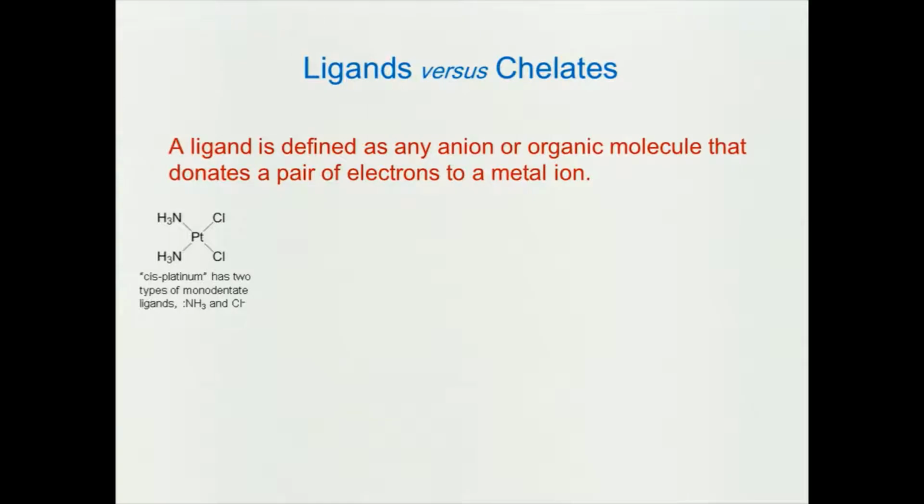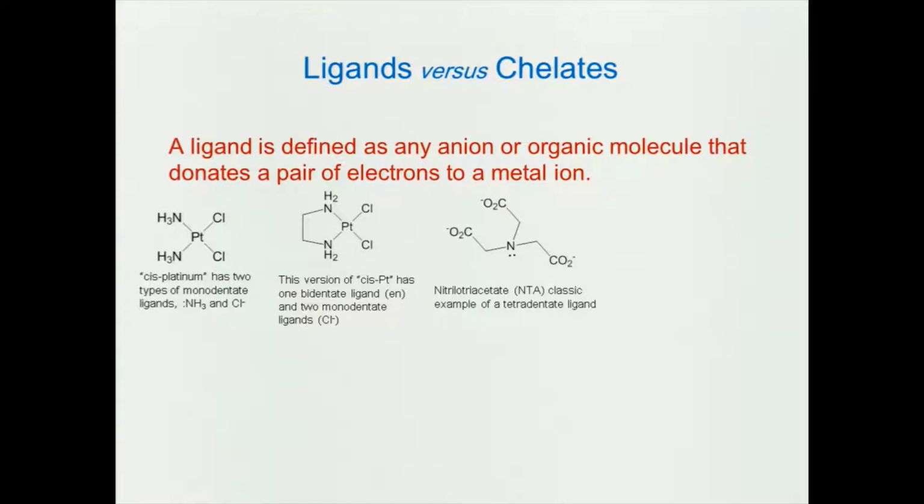So just to define ligands and chelates in general before we go too far, a ligand is defined as any anion or organic molecule that donates a pair of electrons to a metal ion. And one of the simplest models you can think of is cisplatinum, where we have 4 monodentate ligands bound to platinum. And of course, when we start to talk about chelates, we start to talk about linking these ligating groups together. And this is an example of 2 monodentate ligands and 1 bidentate ligand.